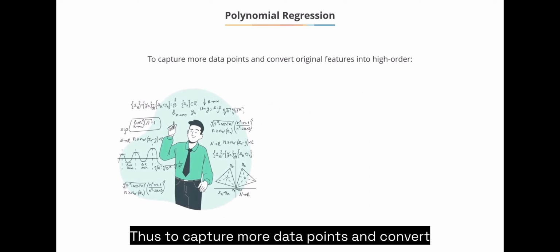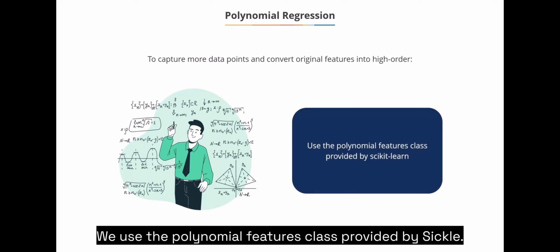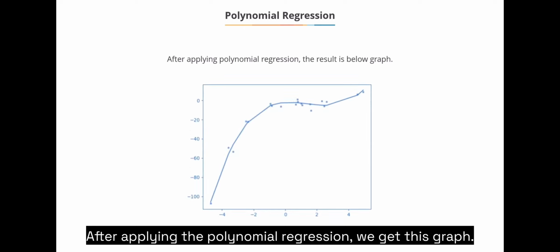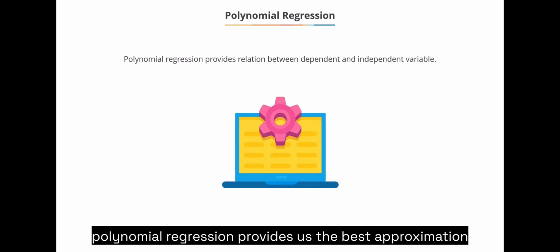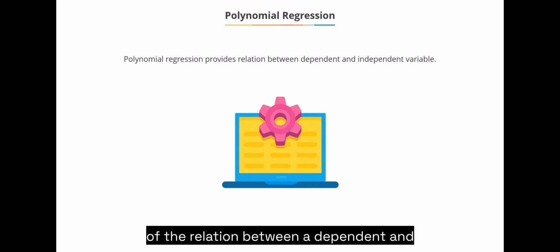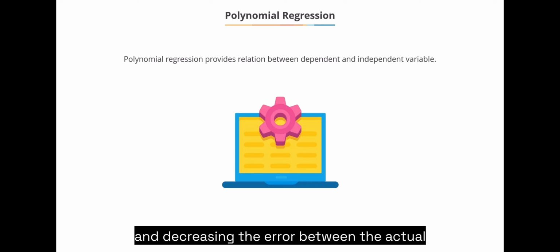Thus, to capture more data points and convert the original features into their high order, we use the polynomial features class provided by scikit-learn. After applying the polynomial regression, we get this graph. It is clear from this graph that polynomial regression provides us the best approximation of the relation between a dependent and an independent variable by capturing most data points and decreasing the error between the actual data point and the predicted data point. Hence, we can say that the model has been trained properly.